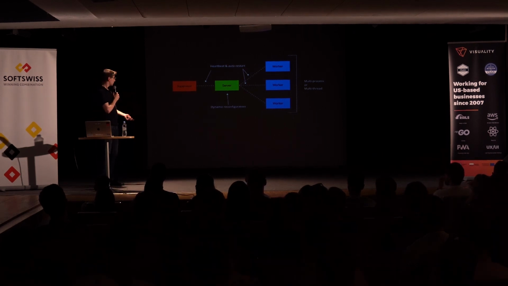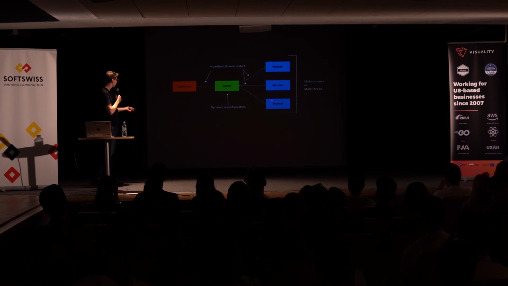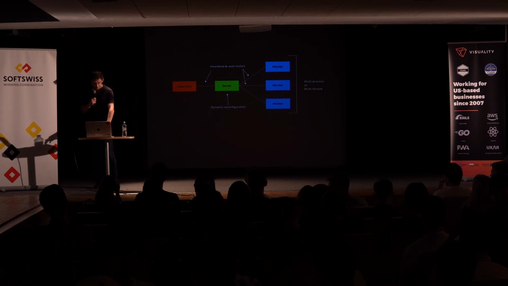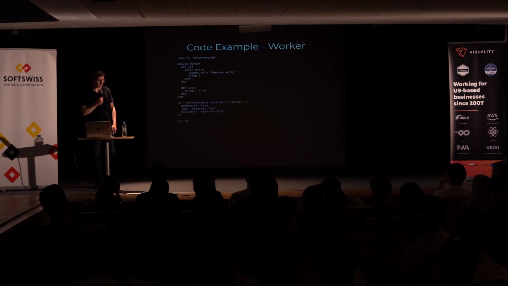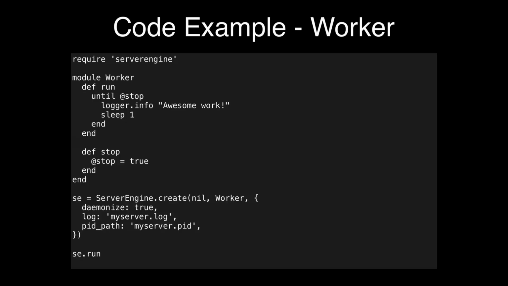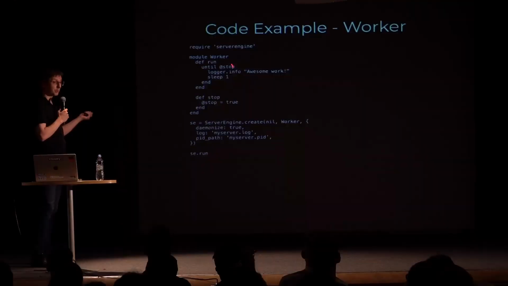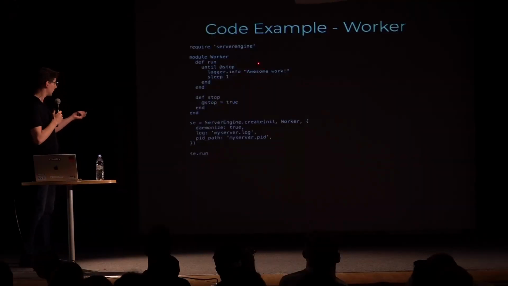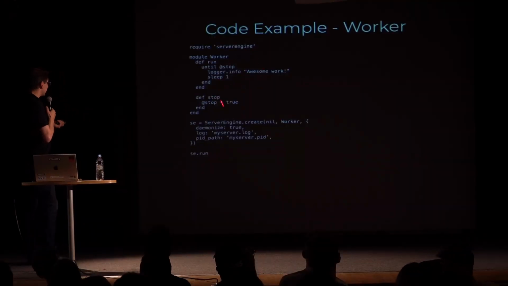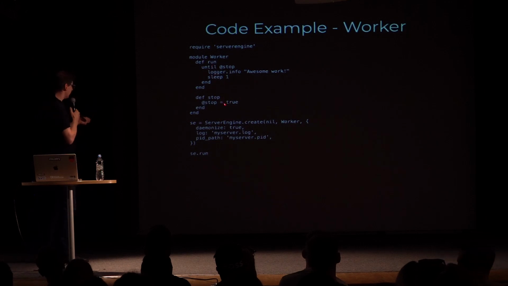So this is what ServerEngine does. It also allows for dynamic reconfiguration and all that jazz. A simple code example. Again, it was beautiful. Now it's not. So this is actually taken from ServerEngine's repository. How to run it? You define the worker module. You can call it whatever you like. And it just has two methods for now. It has run and stop.